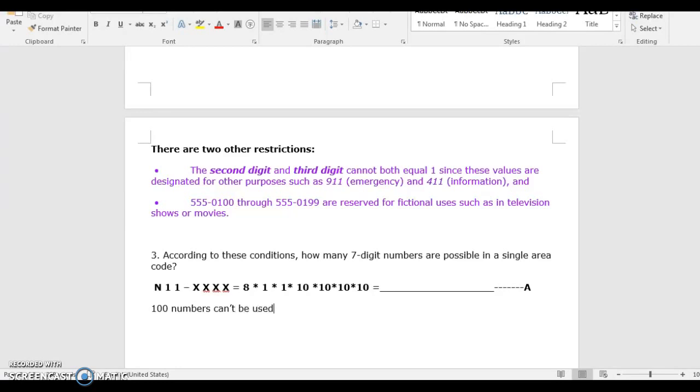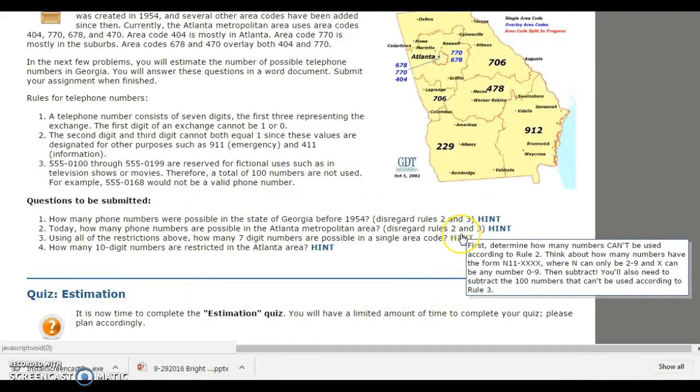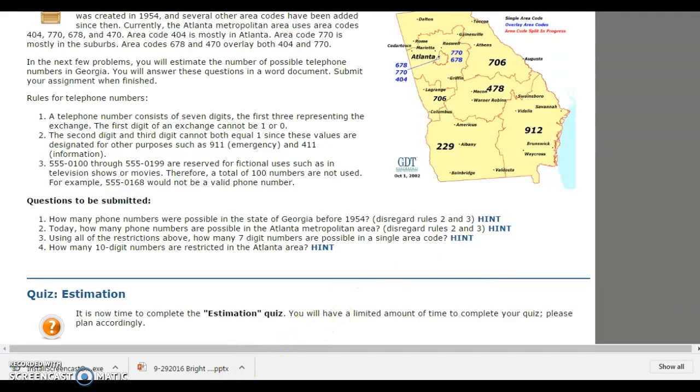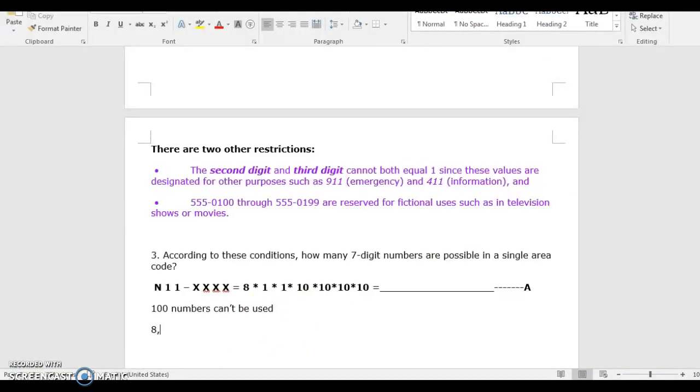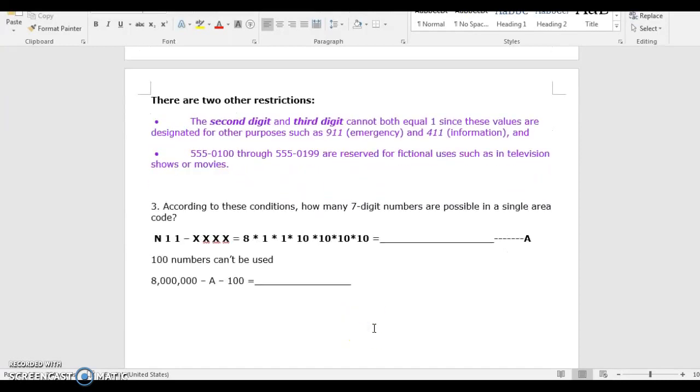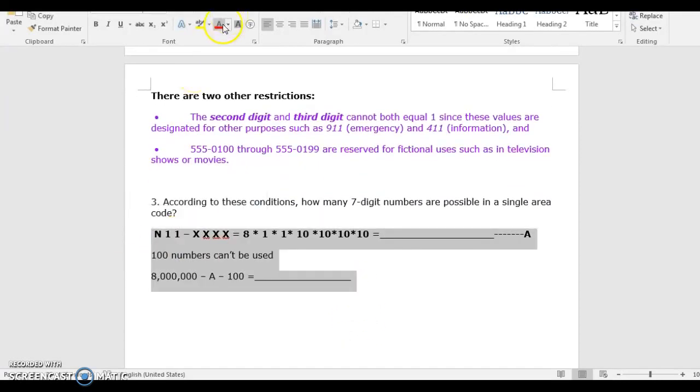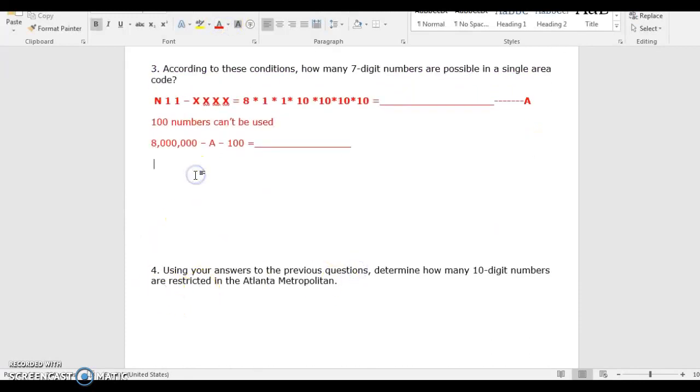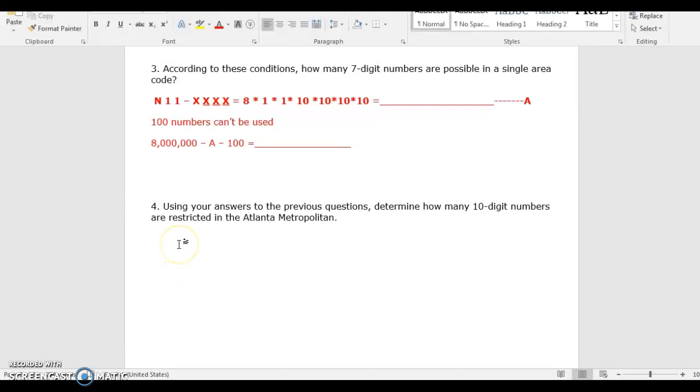So now, go back to our strategy, which says we are going to determine how many numbers can be used, okay, and then subtract, okay? So we know all possible numbers for one area code is what? 8 million. And you subtract whatever answer you got from A and subtract 100 and you get your answer. Okay? Alright, this is your part 3. So this is how you get your answer for part 3.